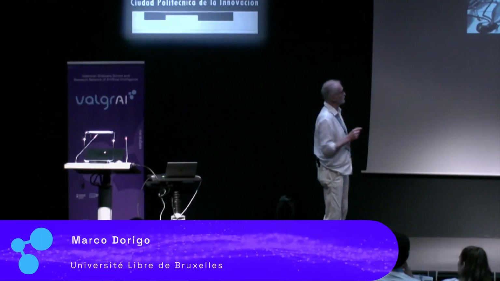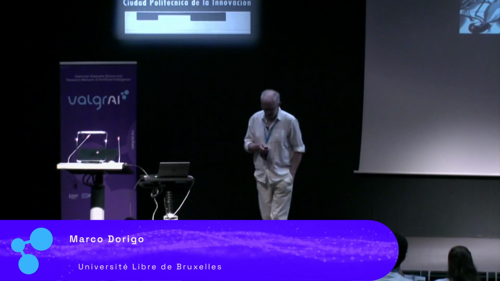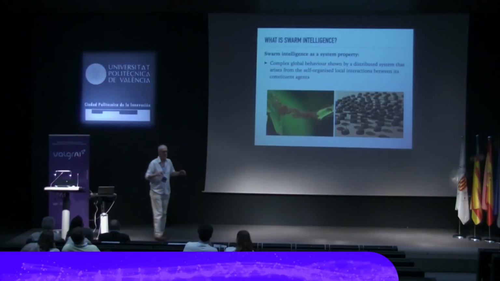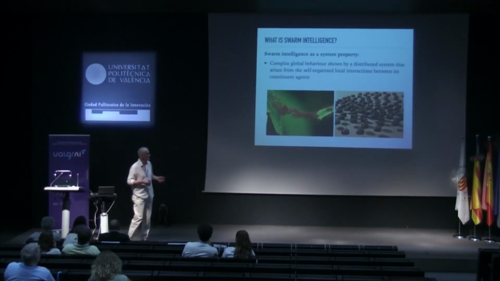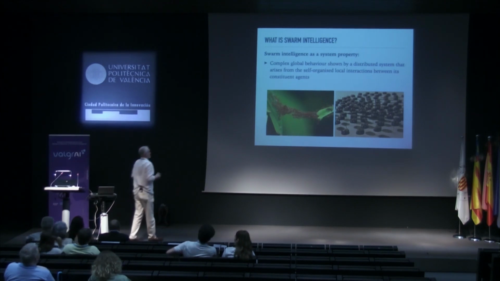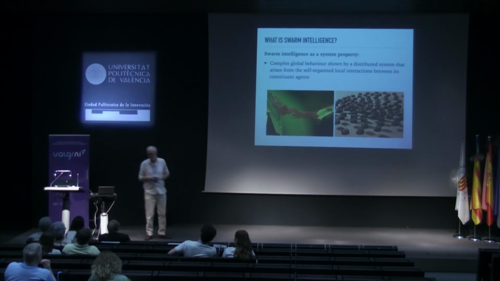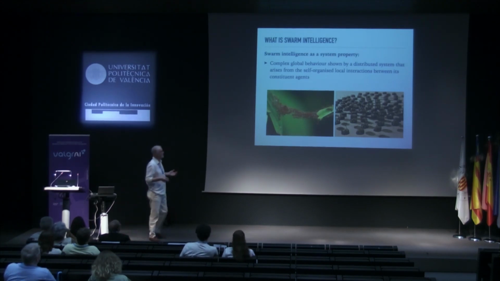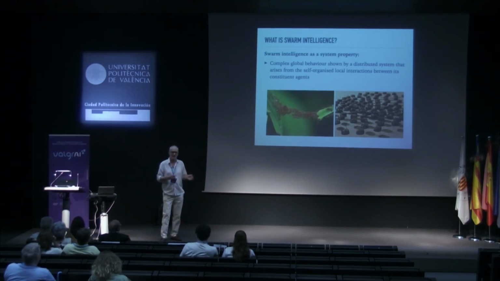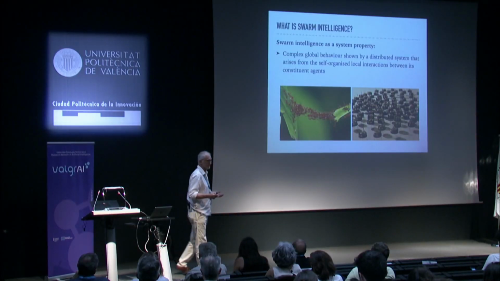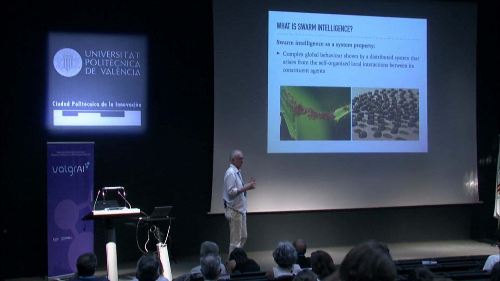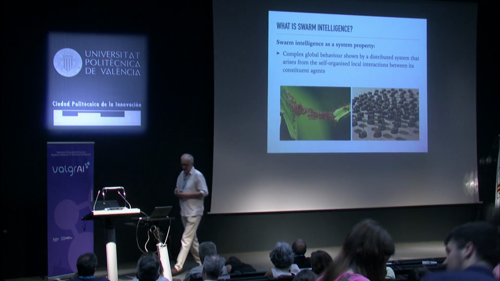I'm going to talk about robot swarms. And as a first thing, I want to give an informal definition of what swarm intelligence is. You can look at swarm intelligence as a system property, that is, the complex global behavior that you can observe in a distributed system, which is the result of local interaction between many agents. Okay? So there is no central controller, there is just self-organization.